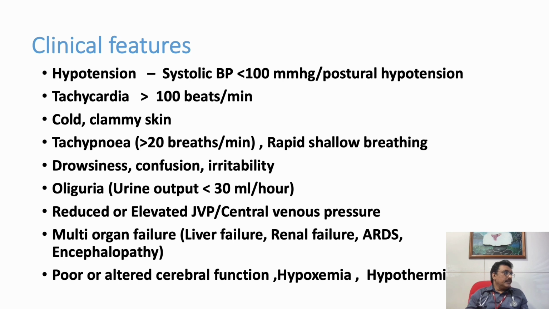In that, albumin is a very important factor because it's a negative inflammatory marker. All other inflammatory markers like CRP, procalcitonin or ESR, thrombocyte count, all are positive predictive values. Their rate increases in a severe shock, whereas albumin has got a negative predictive value. When the albumin is low, that is a bad sign. Now, poor altered cerebral function, hypoxemia, hypothermia, all these things also can occur in many patients.